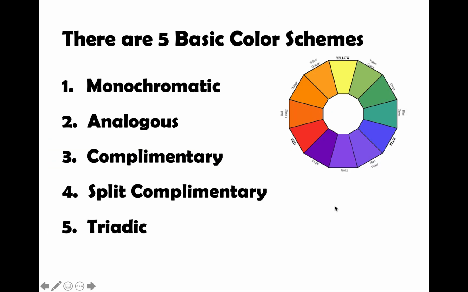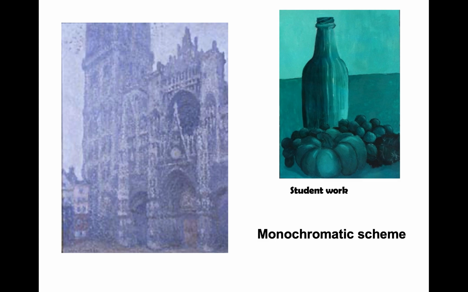So now we're going to talk about color schemes, and you're actually going to be trying to select a color scheme for your first project. So here we go. There's monochromatic, analogous, complementary, split complementary, and triadic. So here's monochromatic. This uses a single pure hue with a number of tints and shades to provide variety.